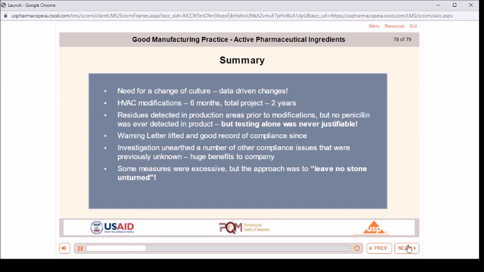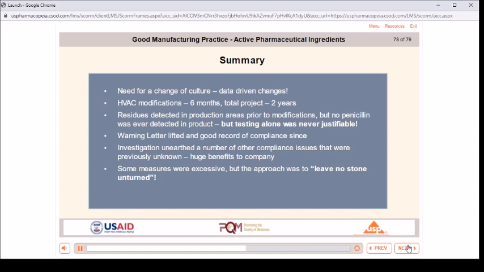The modifications to the HVAC were completed within a 6-month period, but the other modifications took over 2 years to complete. Prior to the modifications, residues were detected in a number of production areas, in the plant room and in the warehouse, but no residues were ever detected in the product either prior to or following the corrective measures. Therefore, while the residues were getting into the facility, there was no evidence that they were ever getting into the product. Nevertheless, the company could not have justified simply a program of testing.